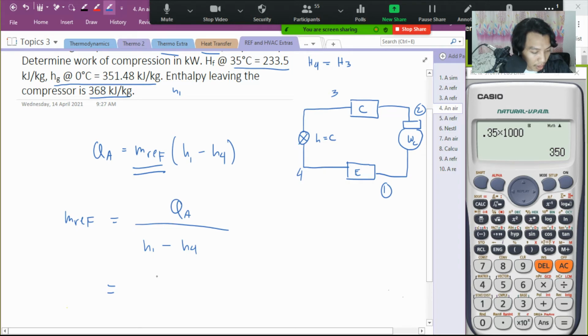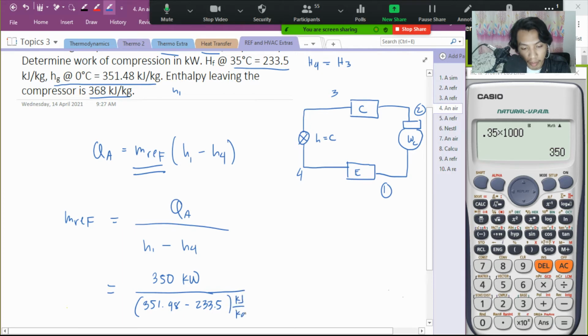What are we looking for here? Kilowatts also. So your QA is 350 kilowatts. Divide by H1. Where is your H1? 351.48 minus H4 or H3, they are equal anyway. 233.5. 33.5.